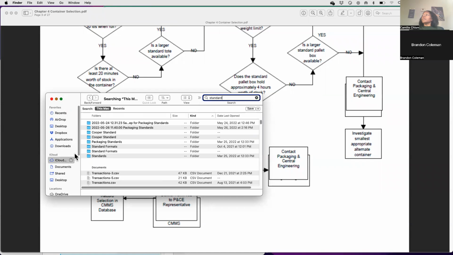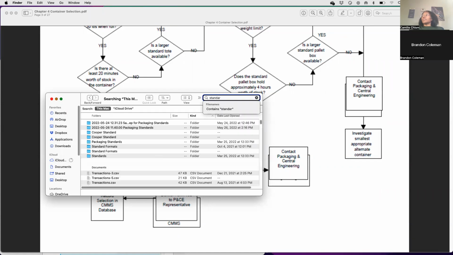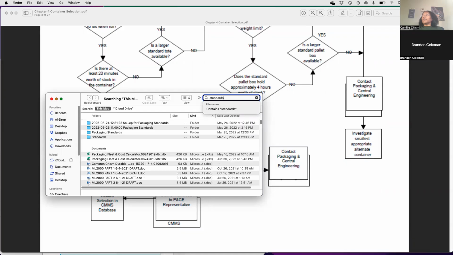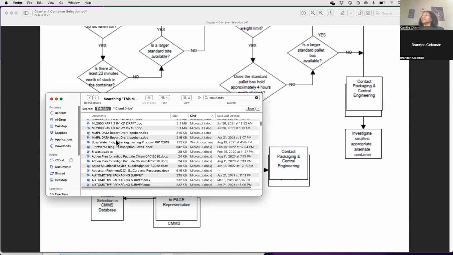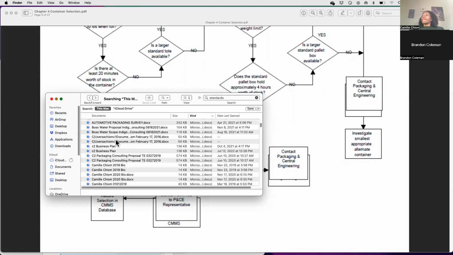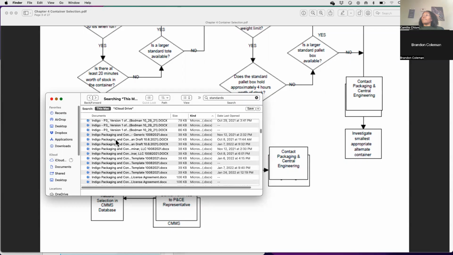Let's see, it's gonna go in here super quick. Over the years, I've kind of collected standards for packaging. Okay, I think this is it. Oh, that's not it. I don't see it, but I have a lot.